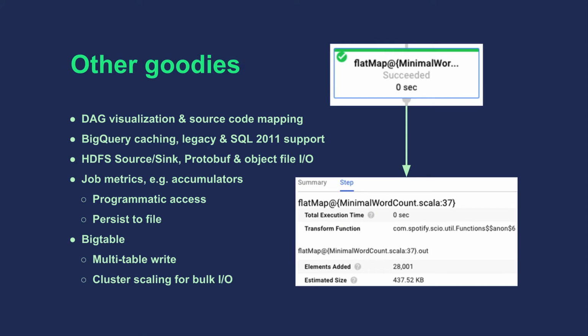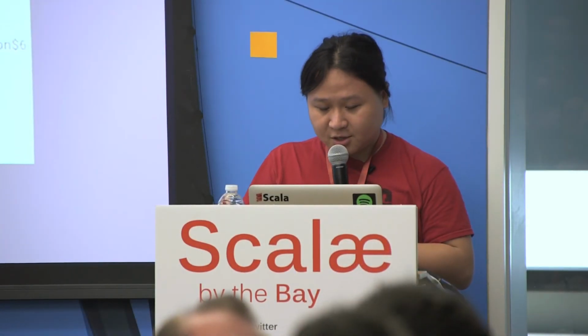And a couple of other goodies. Obviously, Dataflow has a web UI, and we mapped the Scala function names, source code file, and line number to the web UI, so it's easy to visualize. We added a bunch of goodies for BigQuery and HDFS source and sink, which means you can run your Dataflow job in the cloud, but also read and write to your on-premise Hadoop cluster. And enhancements for metrics and Bigtable. So these are the other things we added on top of the Java SDK.